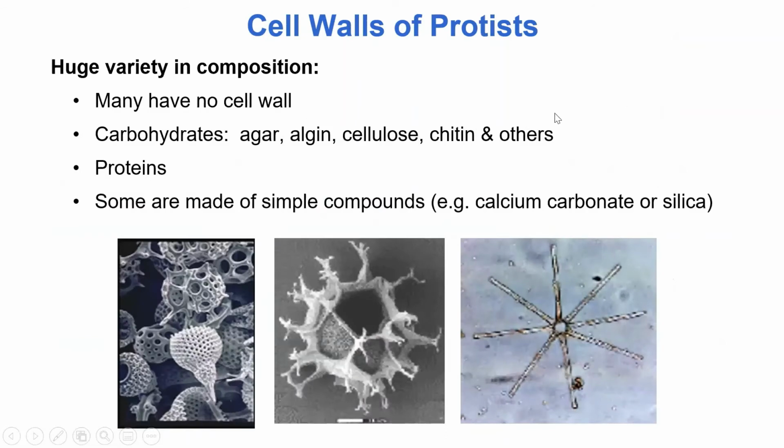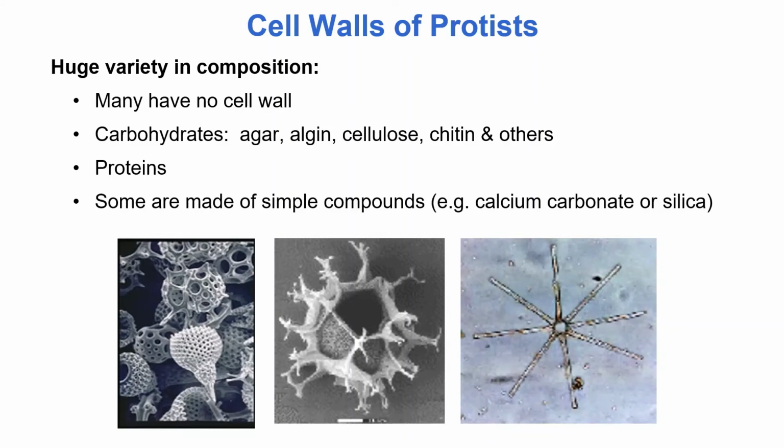So what about protists? I haven't talked a lot about protists yet. We're going to talk about them here and there over the next few units. But remember that protists are eukaryotes, and most of them are unicellular. Other than that, there's just a huge amount of variety.